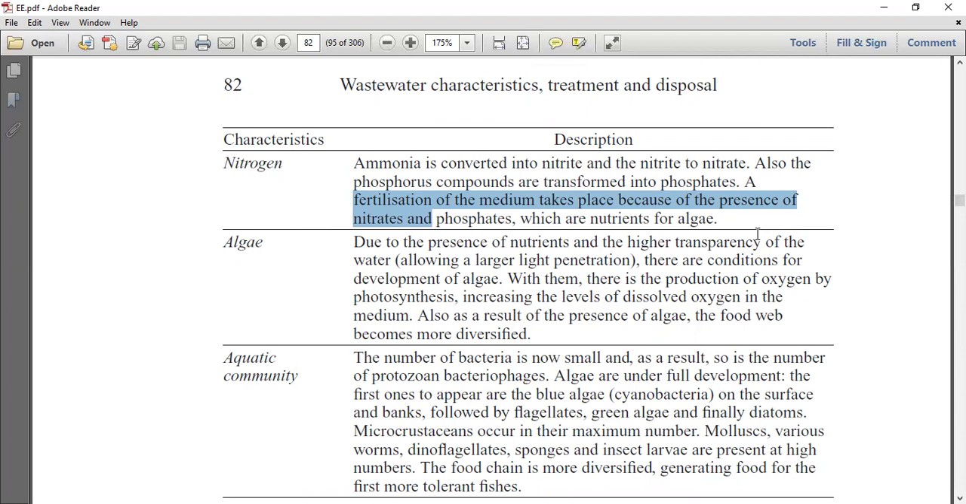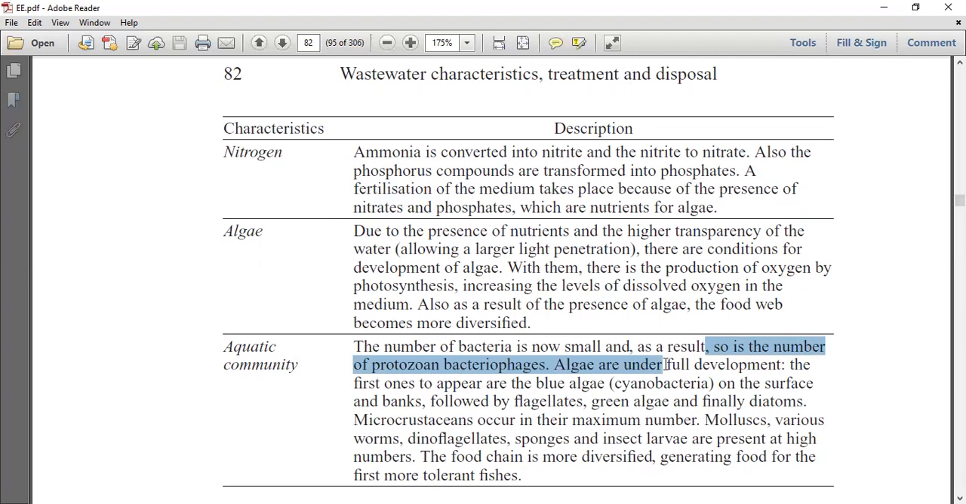With them, there is a production of oxygen by photosynthesis, increasing the level of dissolved oxygen in the medium. Also, as a result of the presence of algae, the food web becomes more diversified. Aquatic community: the number of bacteria is now small, and as a result so is the number of protozoa and bacteriophages.